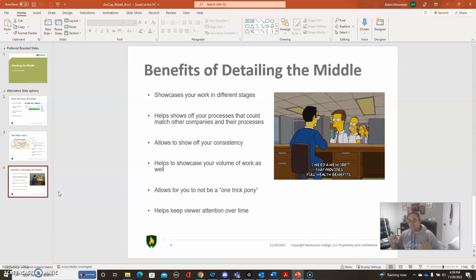When you can really focus on your volume of work along with the consistency, people can realize that you have a pattern, a lot of repetition, and everything flows through. Not only that, it allows you to not be a one-trick pony a lot of times. It helps keep the viewer's attention, because as we detail it and customize it, it keeps the viewer going further into it.